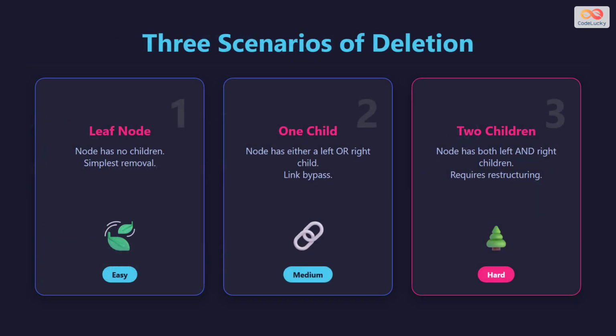When deleting a node, we face 3 distinct possibilities based on the node's structure. Case 1 is a leaf node with no children. Case 2 is a node with just 1 child. And case 3, the most complex one, is a node with 2 children. Let's look at each one.